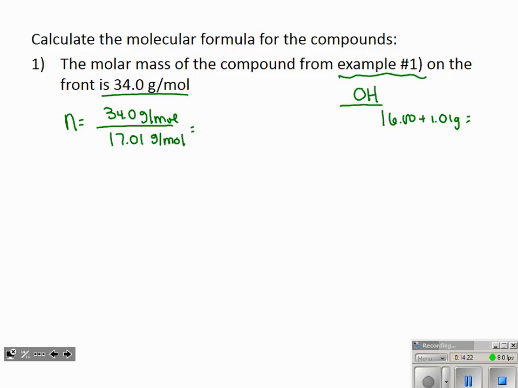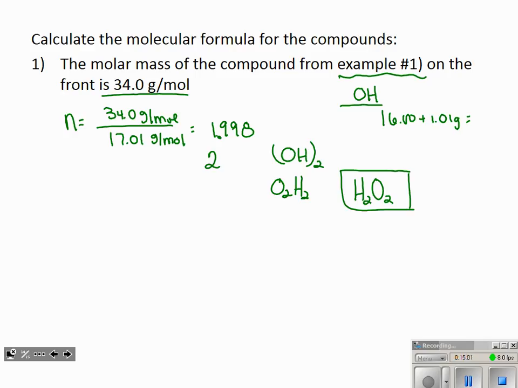So you can see there, just mathematically, 17 times 2 is 34. We're getting 1.998. This is roundable, and we're going to round that to 2, and that becomes our multiplier. So if our empirical formula is OH, we're going to multiply that by 2, and we're going to get O2H2. This is hydrogen peroxide, and I know that we typically write it H2O2, so I'm just going to change that up. So once you have the empirical formula, getting the molecular formula is not all that difficult.